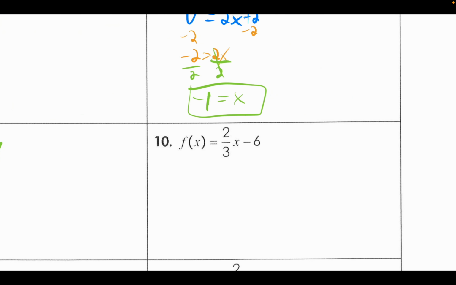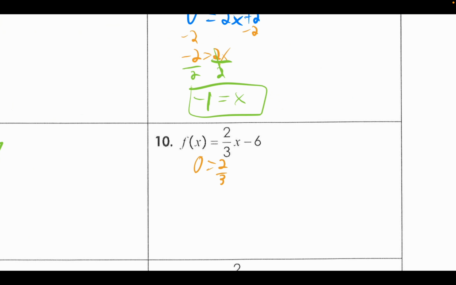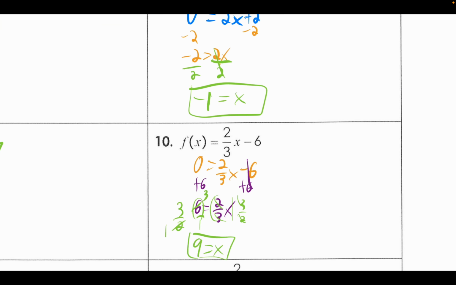Number 10 here, 0 equals 2/3 x minus 6. Add 6 to both sides. 6 equals 2/3 x. Then multiply with the reciprocal on both sides of 3/2. Look to cross reduce with the 6, and it becomes 1 and 3, and I get 9 equals x. With the right side reducing, in case you didn't realize that.